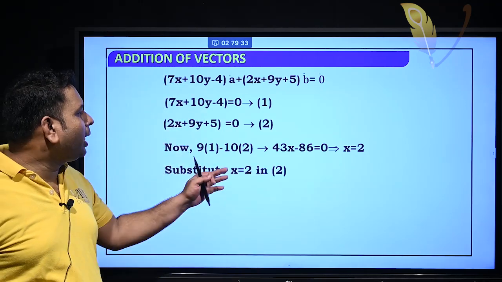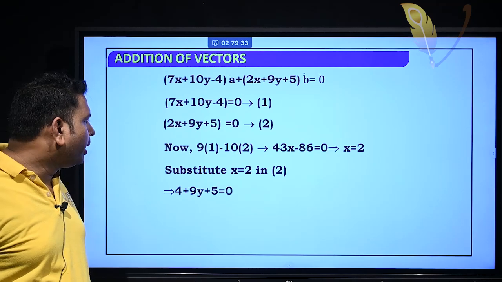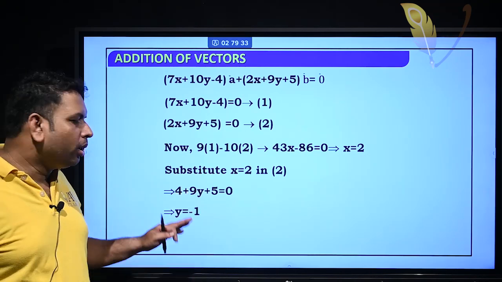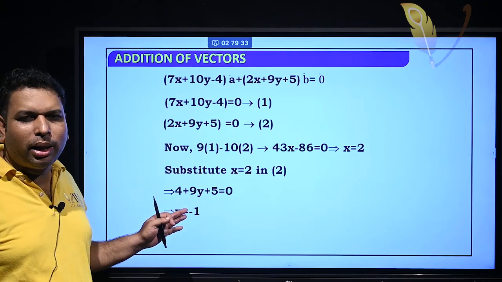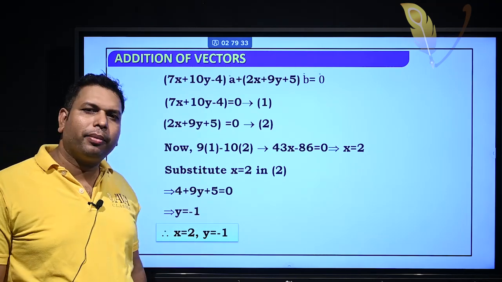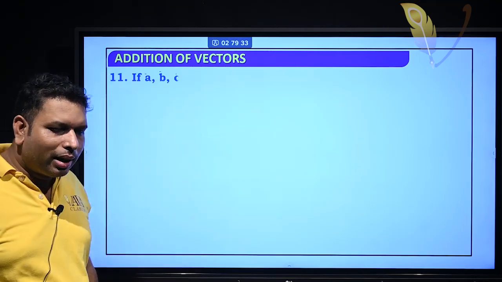Okay, substitute x equals 2 in equation 2. 4 plus 9y plus 5 equals 0. 9y plus 9 equals 0. So 9y equals minus 9, y equals minus 1. So x equals 2, y equals minus 1. Okay. Now question number 11.